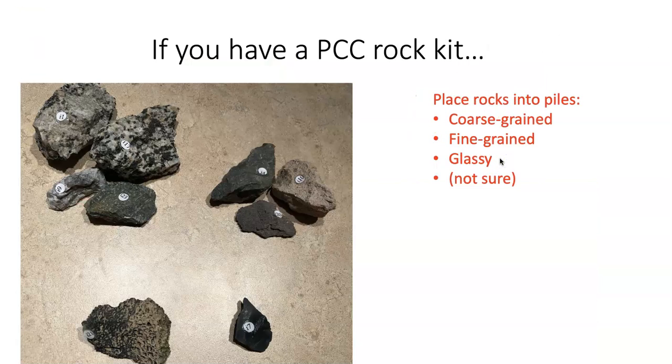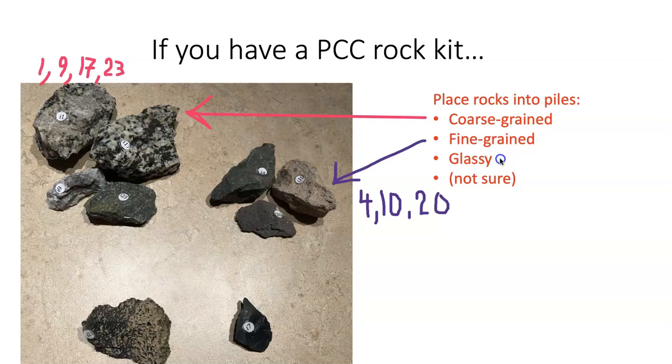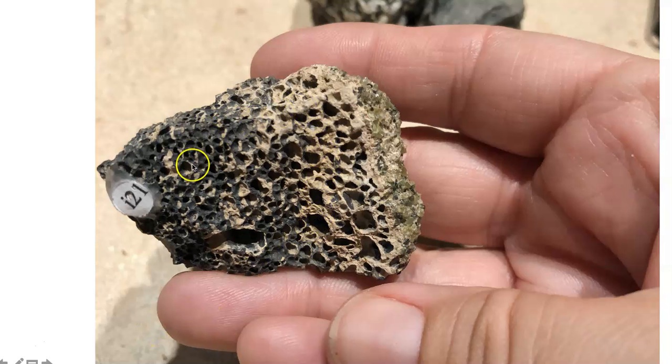Okay, so here are my piles. I've got a pile of coarse grained where I can see the actual minerals, fine grained, number 7 is glassy. I don't have a pile that's not sure, but this one down here is unique because there's actually 2 different rocks on it. This is number 21. And most of this rock is fine grained and vesicular. It's got all these holes in it that were made by gas.